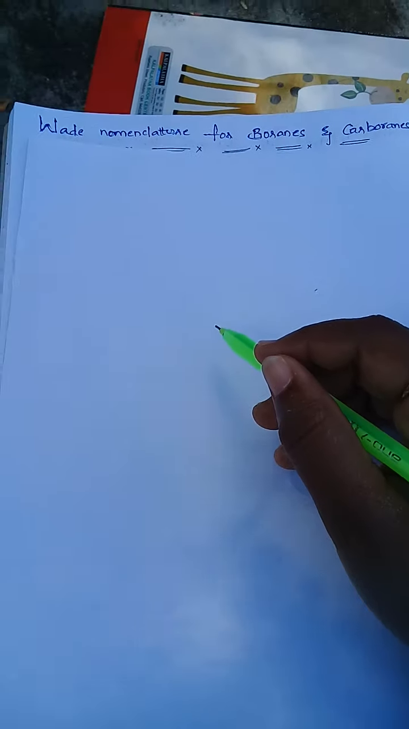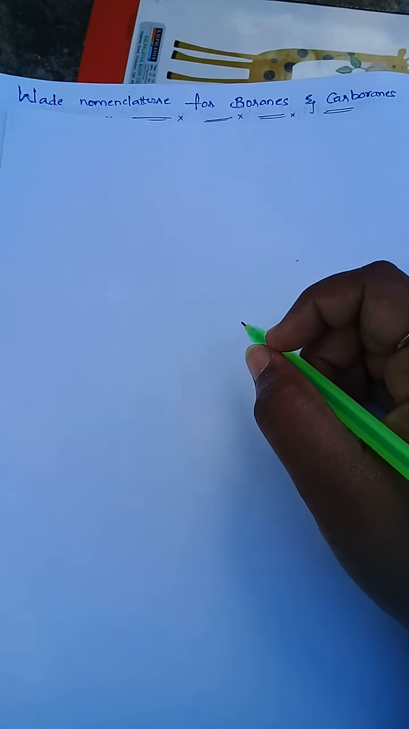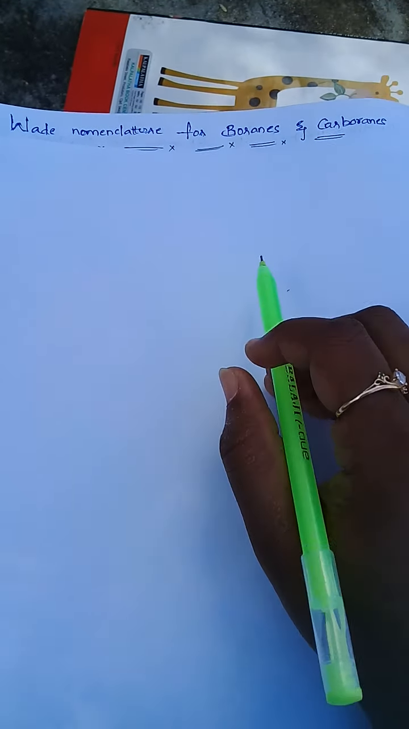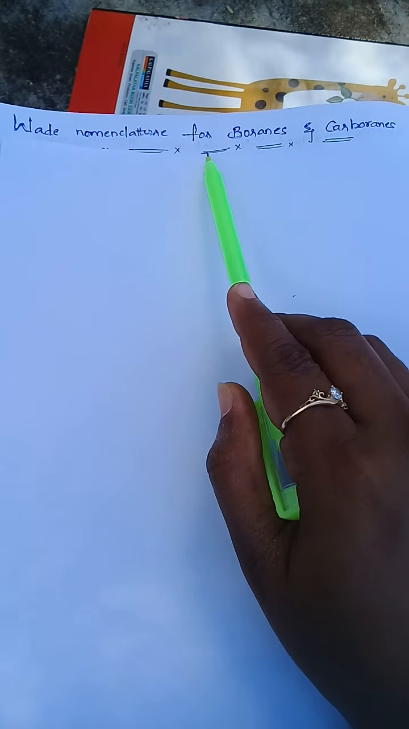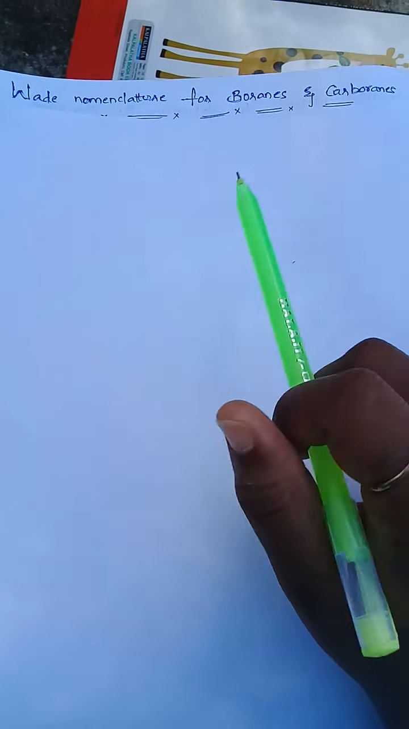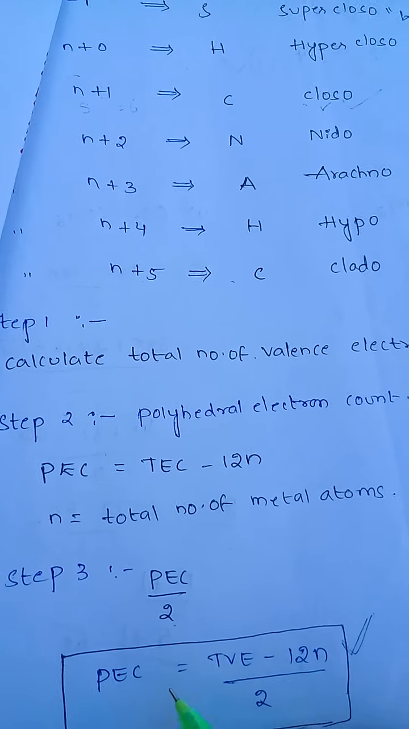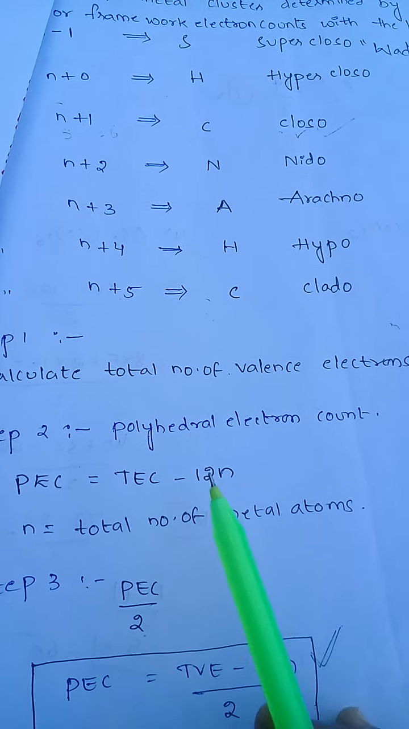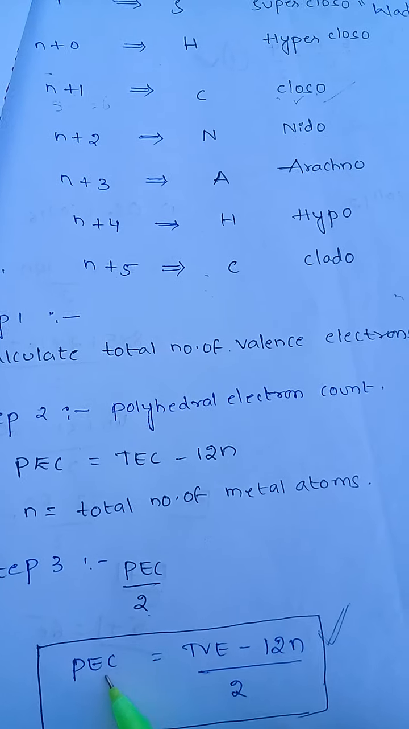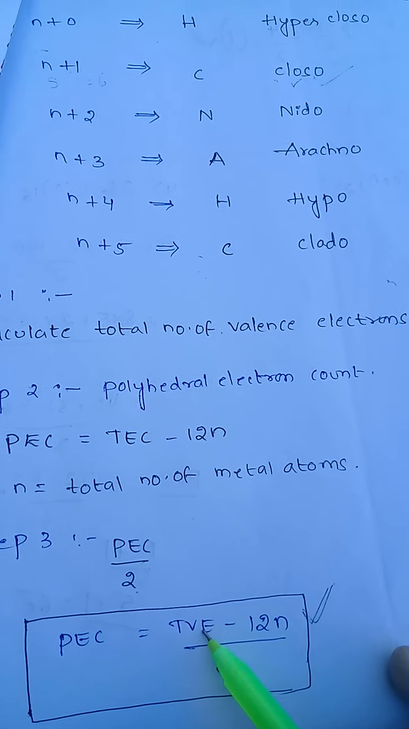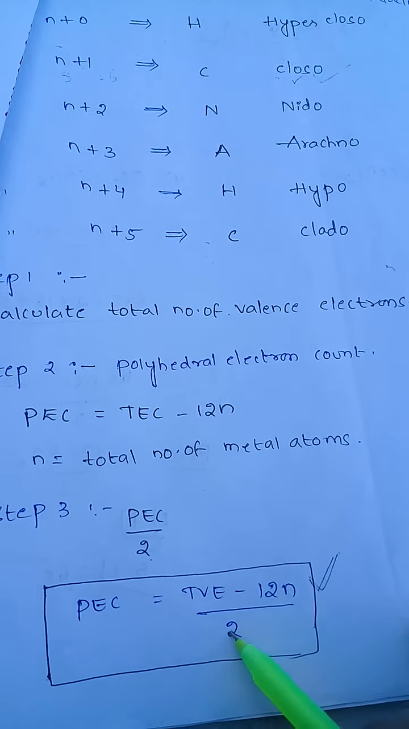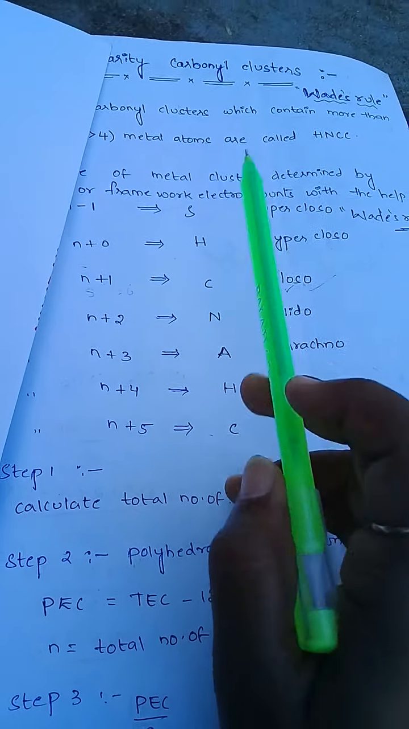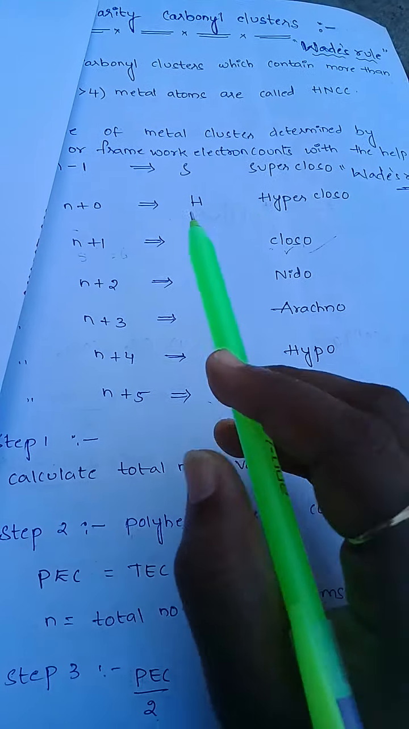Hi friends, in this video I am going to explain Wade nomenclature for boranes and carboranes. In the previous video we already discussed Wade nomenclature for metal clusters. For metal clusters we are using this formula to find skeletal electron pairs: polyhedral electron count is equal to total valence electrons minus 12 into n, divided by 2. We use this formula to find skeletal electron pairs for carbonyl clusters.